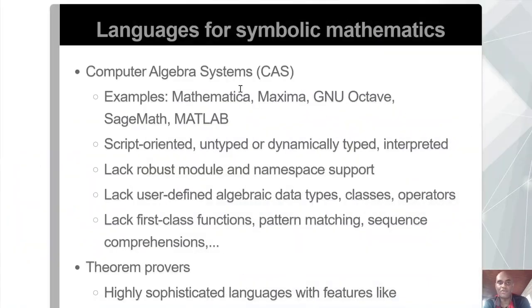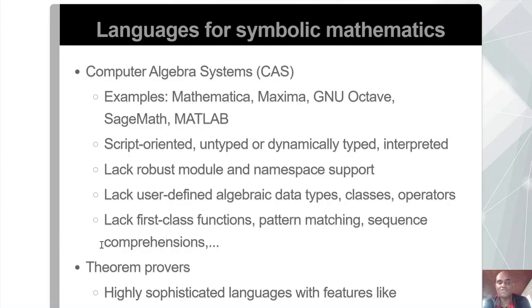Now, if you think about the language of these different symbolic mathematics programs, in the examples we just saw from Mathematica, Maxima, and SageMath, the languages generally tend to be script-oriented. They're untyped or dynamically typed. They're interpreted. They generally lack robust modular namespace support. These are not general purpose programming languages. They are really specialized languages. They tend to lack things like user-defined algebraic data types, classes, operators. Again, they're not really general purpose programming languages. And they can also lack things like first-class functions, pattern matching, sequence comprehensions, and other features of functional programming languages.